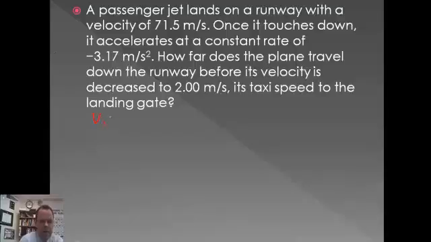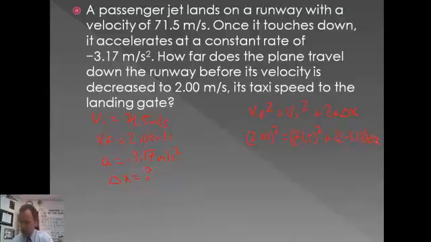So we have an initial velocity, 71.5 meters per second, a final velocity of 2, an acceleration of negative 3.17, and we're looking for the displacement. So once again, same four variables, so we'll use the same equation. VF squared equals VI squared plus 2a delta x. So 2.00 squared equals 71.5 squared plus 2 times negative 3.17 times delta x.